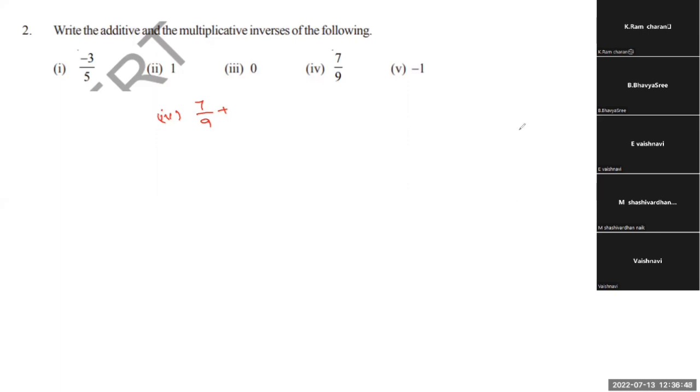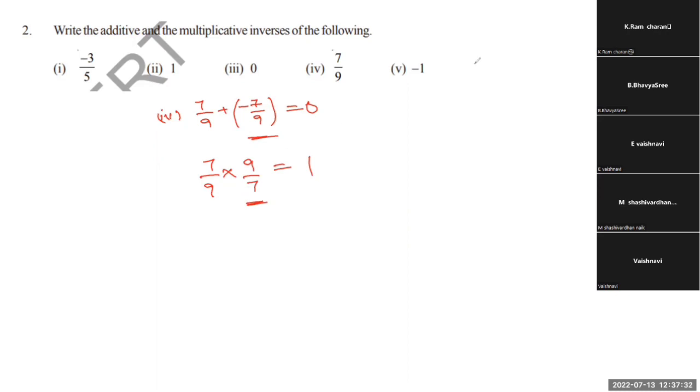Vaishali, unmute yourself and say. So 7 by 9, minus 7 by 9. While adding 7 by 9 with another 7 by 9 which has a negative sign, we get the result 0. Therefore, minus 7 by 9 is the additive inverse. What is the multiplicative inverse of 7 by 9? We need to check when we will get the result 1. While multiplying with 9 by 7, we get the result 1. Therefore, 9 by 7 is the reciprocal, and the reciprocal is nothing but the multiplicative inverse.